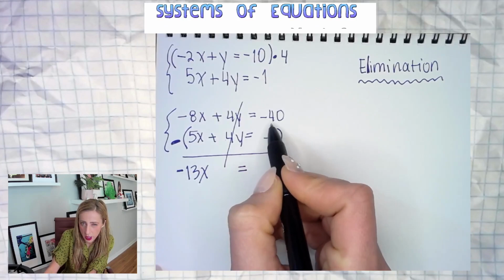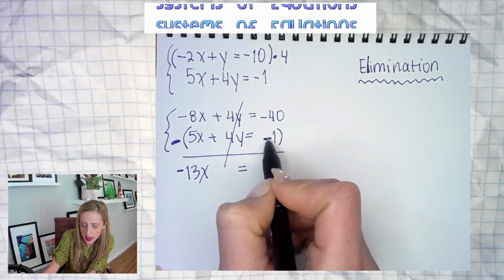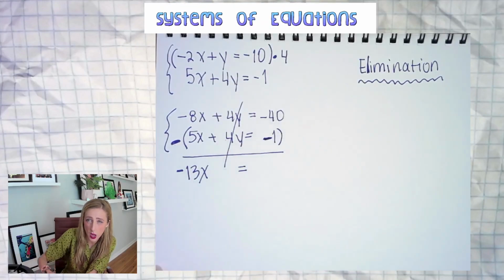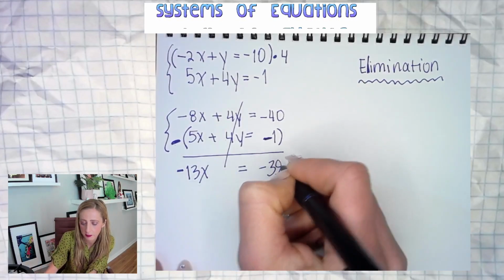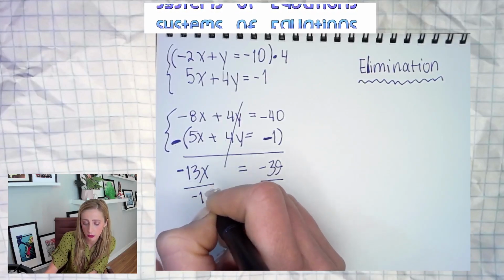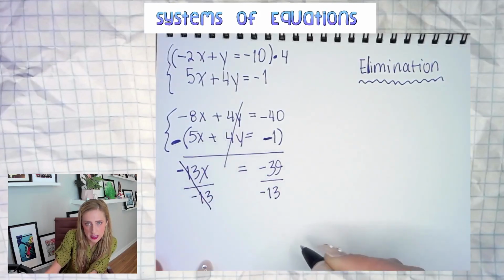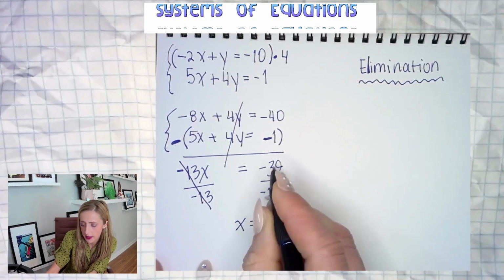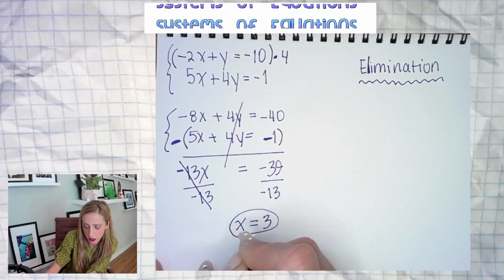Equals negative 40 minus negative 1. Minus negative 1 becomes plus. So negative 40 plus 1. We go up closer to 0. So we're at negative 39. Divide both sides, because we're trying to at least solve for x, by the coefficient of negative 13. The negative 13 eliminates, and we get x equals negative over a negative is positive, and 39 divided by 13 is 3. This is only part of our answer.